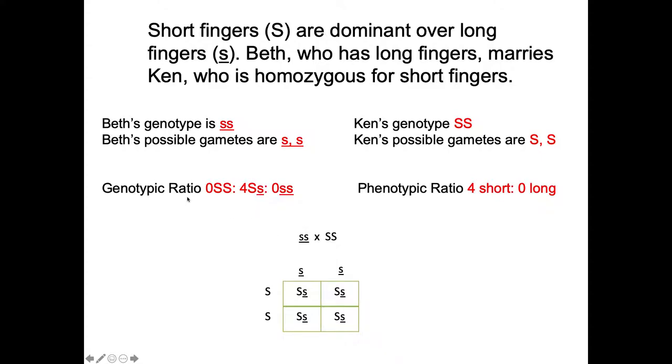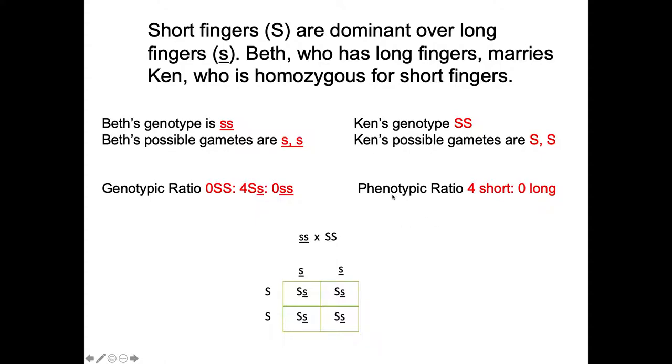So when we write the genotypic ratio, we can write 4 big S, little s, so 4 heterozygotes. And then we still need to write down, even though we don't see them, the homozygous dominant and the homozygous recessive. So 0 homozygous dominant, to 4 heterozygotes, to 0 homozygous recessives. It's pointless to write a ratio that only has 4 heterozygotes.